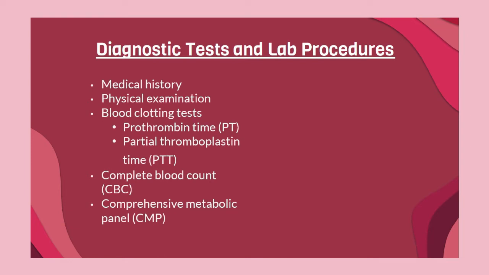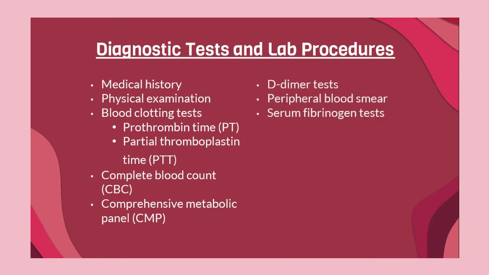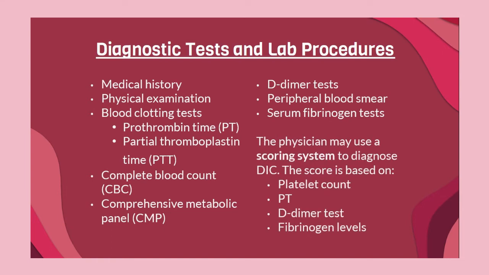Next is complete blood count. Fifth is comprehensive metabolic panel. There are also D-dimer tests that you can do, peripheral blood smear, and serum fibrinogen test. So the physician may use a scoring system to diagnose DIC. The score will be based on the platelet count, the prothrombin time, the D-dimer test, and the fibrinogen levels.